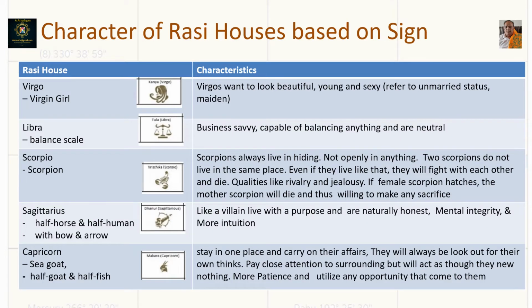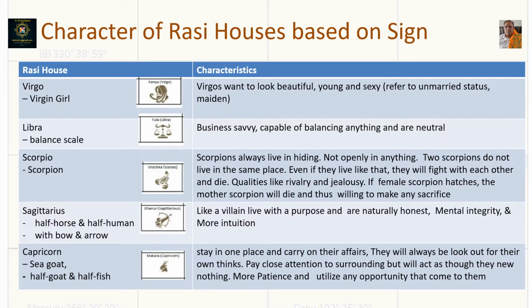Now you see the Kanya Rasi or Virgo, and Virgo people want to look beautiful. They will always do makeup, and they want to be young also, and they want to be sexy also. And this Virgo sign refers to the unmarried status, like a virgin girl. So that's what it is. That is Kanya Rasi.